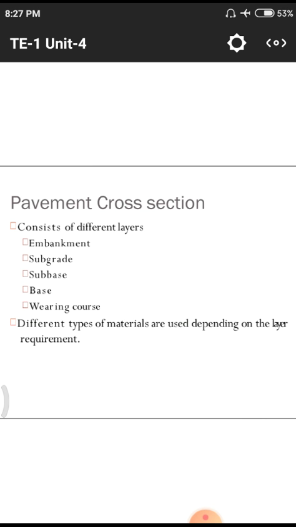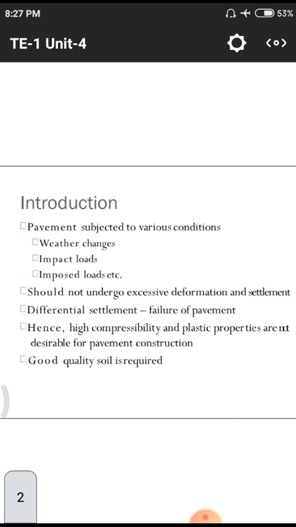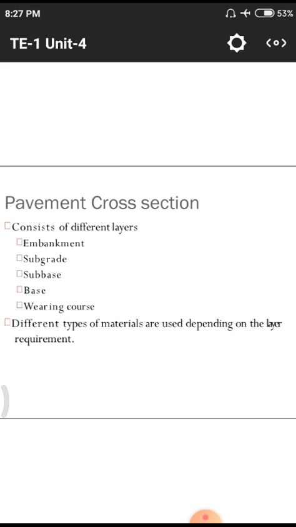Why? Because in the previous slide we observed the different weather changes and the impacts of imposed loads. Those are all the problems faced by a particular road. So we need to overcome those problems by using these different types of materials. Why? Because in some areas we have huge amounts of rainfall. Whenever there is rainfall, the rainwater will sink into the surface of the earth. So we need to block the sinking of rainwater into the road surface by constructing embankments.